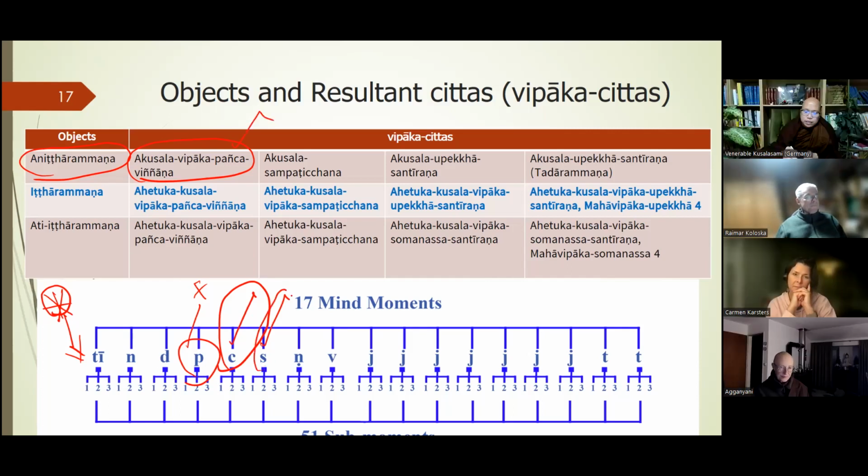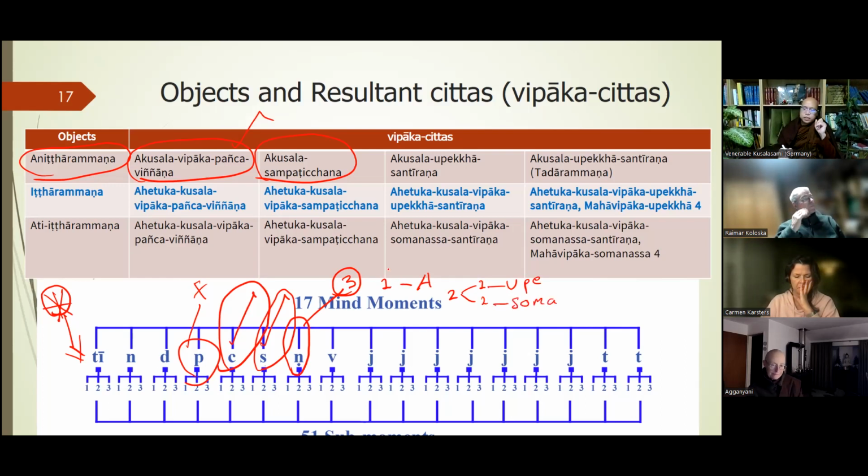And sampaticchana as well. There are two sampaticchana, receiving consciousness: one is akusala, one is ahetuka kusala. So if the object is an undesirable object, sampaticchana also must be akusala. And again santirana. Normally there are three santirana: one is akusala, and of the other two, one is upekkha and one is somanassa. So the akusala santirana is upekkha.